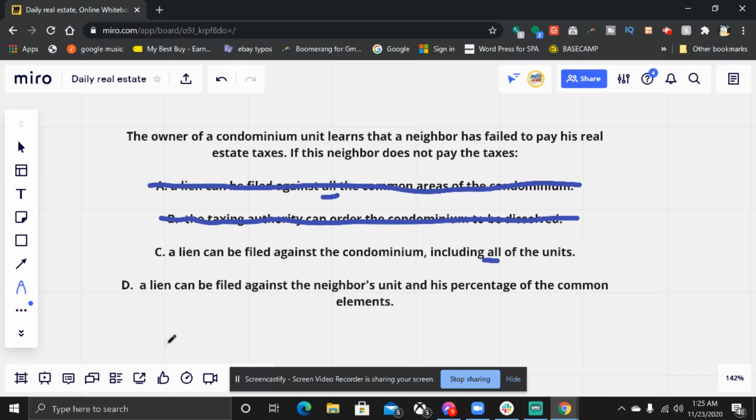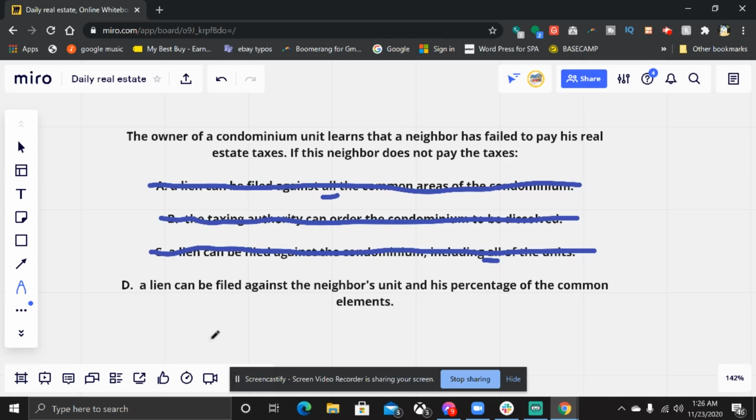So C, a lien can be filed against a condominium, including all the units. No, they are each going to be taxed individually. So C would not be something that would happen. It would be D. A lien can be filed against the neighbor's unit who is delinquent in the tax payment and his percentage of the common elements. So if he is deeded a 3% interest of the common elements, that is where the lien would go. It would go against basically just his ownership. So every other unit is not going to be affected.